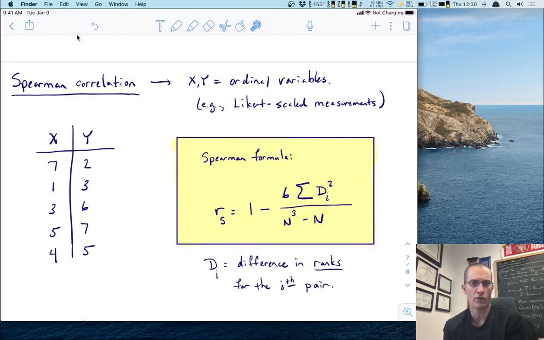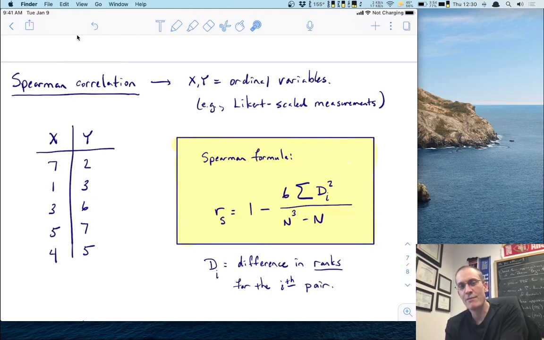Well, this is a fun formula because who knows what all this is, right? The Spearman formula works like this. We're going to call it rs for Spearman, and it's 1 minus 6 times the sum of di squared over n cubed minus n. Okay, what is all that? Well, n, I think you can figure, is the number of pairs. So this is going to be 5 in this case. I've got 1, 2, 3, all the way to 5 pairs to consider. But what is di? Well, this is something new for us. di is the difference in ranks for the ith pair.